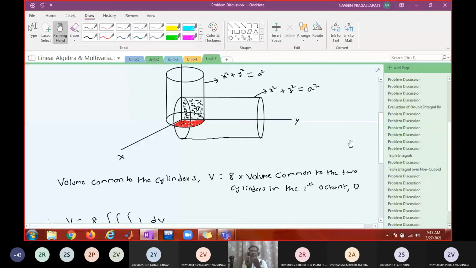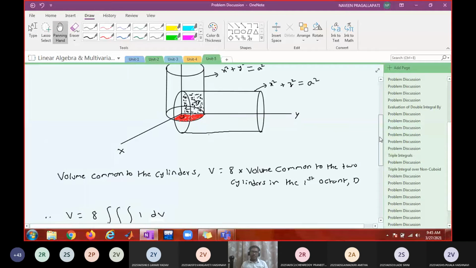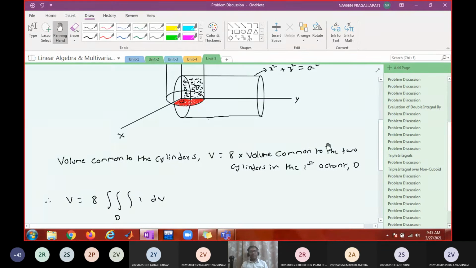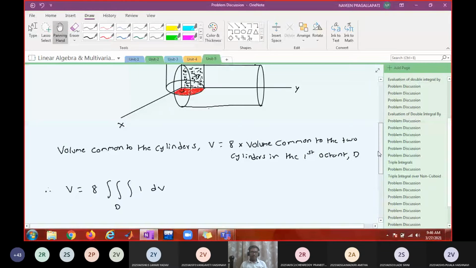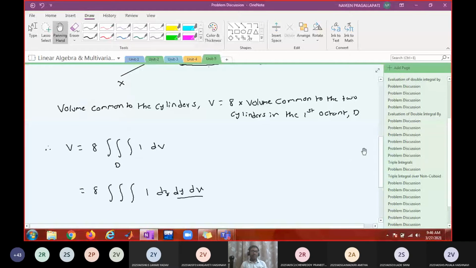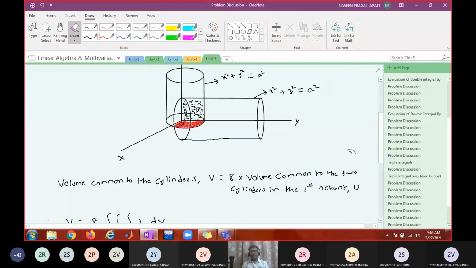You have a cylinder, on the top you have another cylinder. So it is bounded laterally by the circle x square plus y square equal to a square. I can proceed only if this point is understood. Shall I proceed?